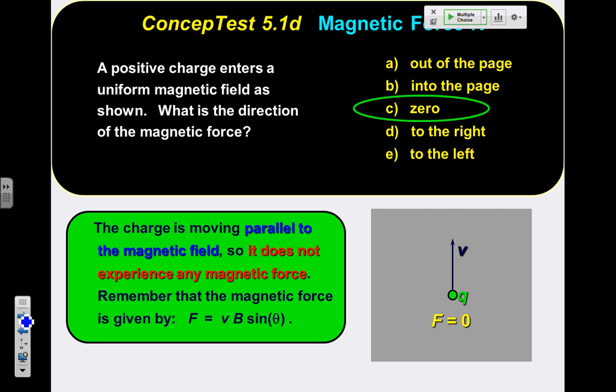Good job. All right, the force is zero here. Anytime your velocity and your magnetic field are in the same direction, or if they're anti-parallel, your force would be zero. And that comes about because we know F equals QVB sine theta. If theta is 0 degrees, that's equal to zero. If theta is 180, that's also equal to zero.